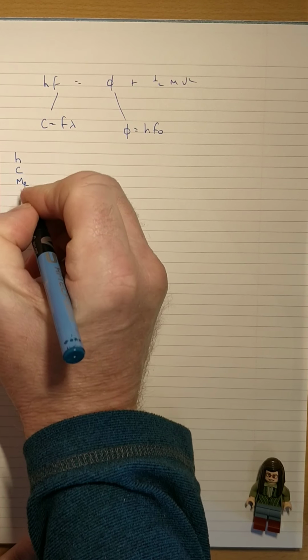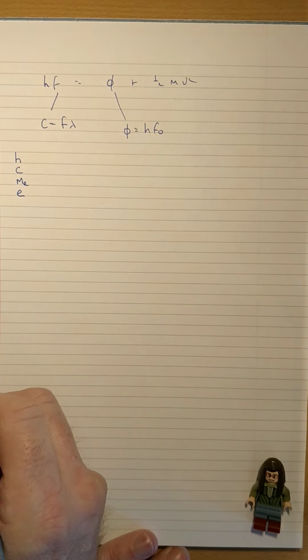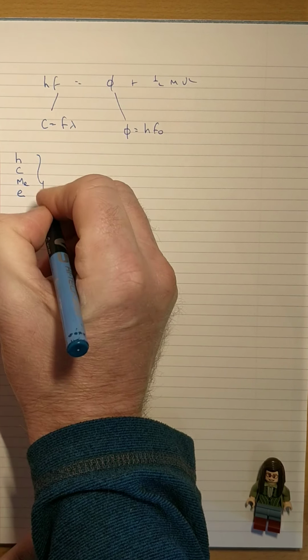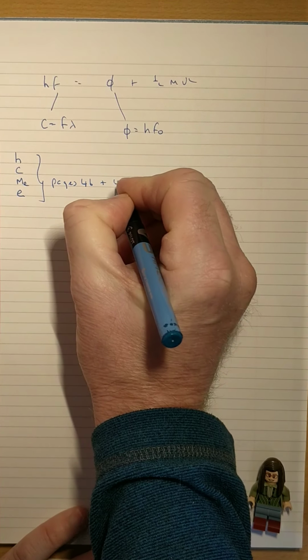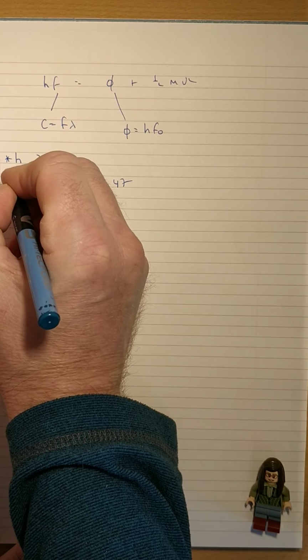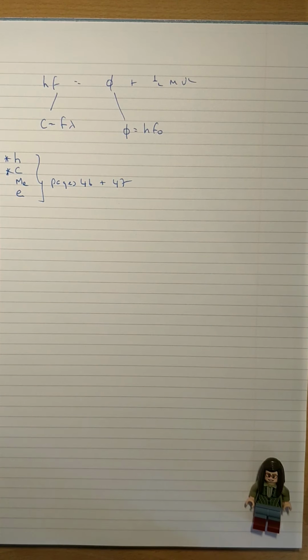mass of the electron and the charge on the electron, as we'll see, are all on pages 46 and 47. They are all constants. Okay, h and c we'll be using all of the time. So let's look at one question.